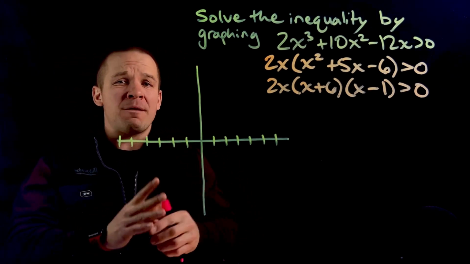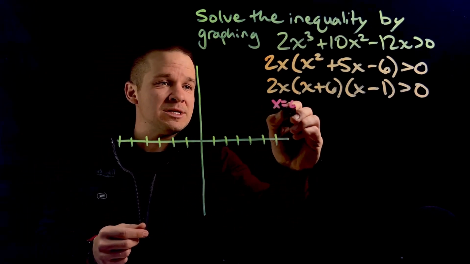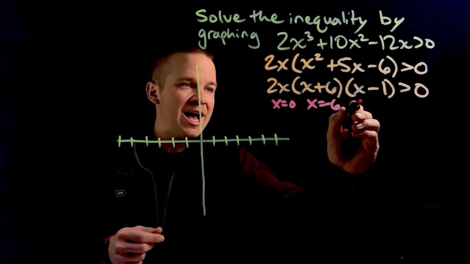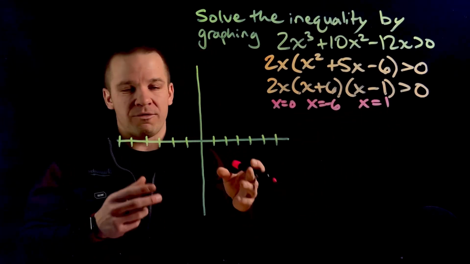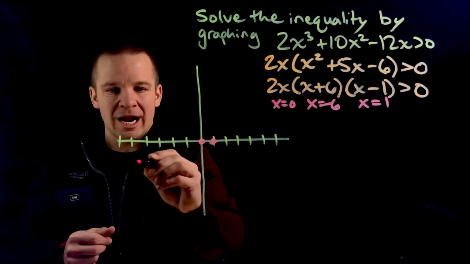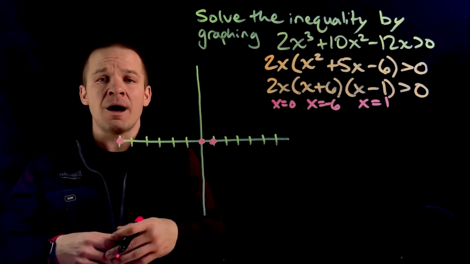So first off, I'm going to find my zeros. These are not my solutions. It's just going to help me get there. I'm going to get x equals 0 for this one, x equals negative 6 for that one, and then x equals positive 1 for that one. And I can plot these points. So I'm going to have positive 1, 0, and I will have negative 6. Excellent. Now I'm going to do a sketch.